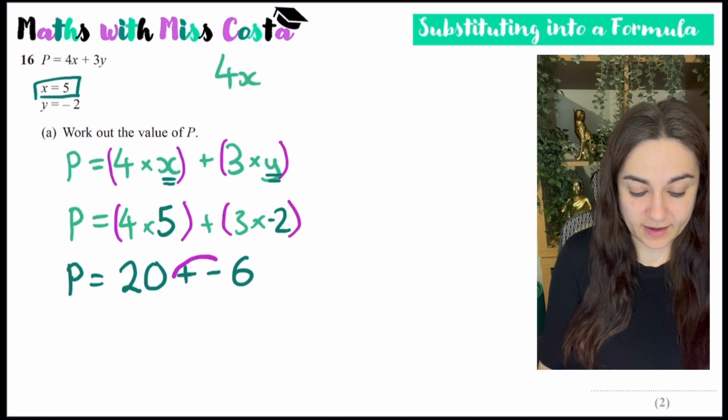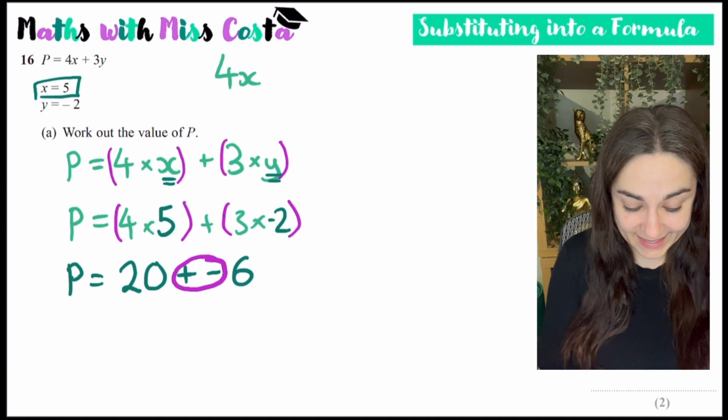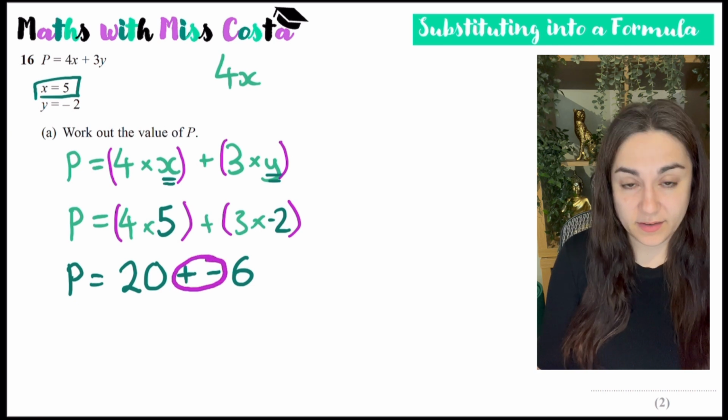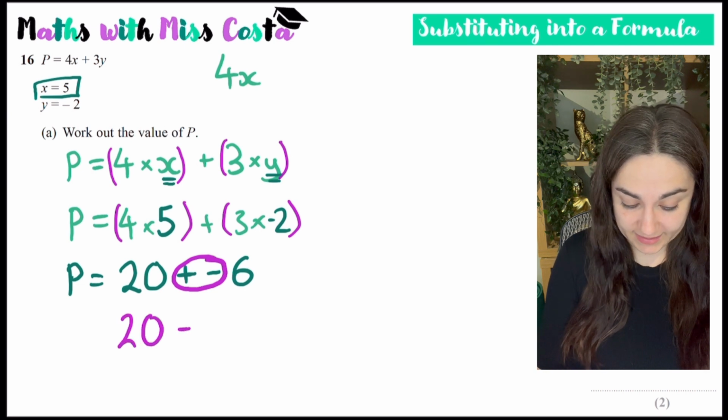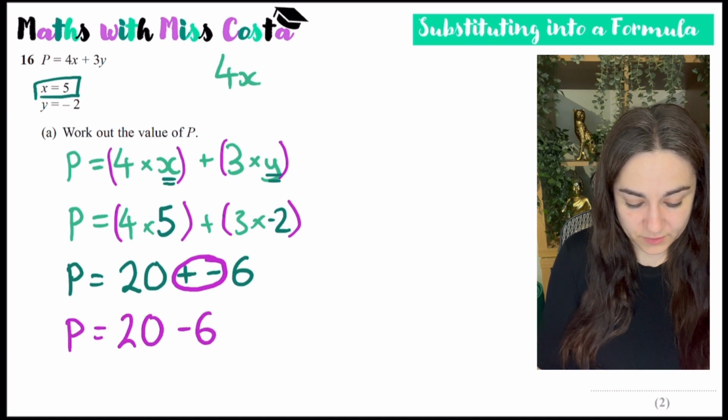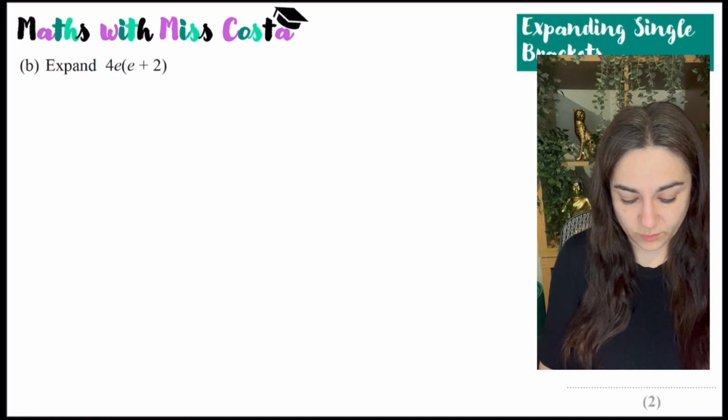Now this is where you need to be very careful. When you're adding a negative, it's the same as subtracting. So that would become 20 take away 6, which is 14.